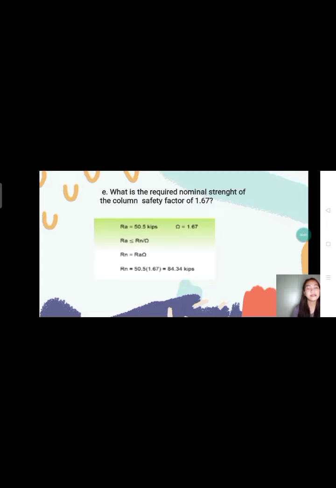Next and the last question for number 1, letter E. What is the required nominal strength of the column for a safety factor of 1.67? So we have the required strength equal to 50.5 kips and the safety factor equal to 1.67. You only have to substitute the values. 50.5 times 1.67 is equal to 84.34 kips.